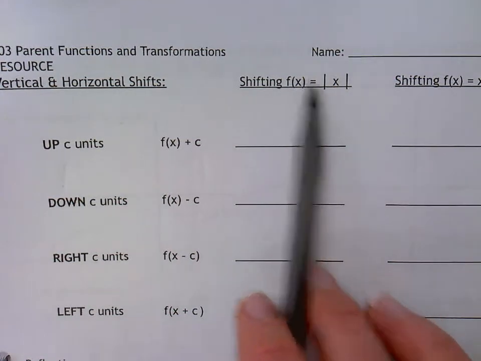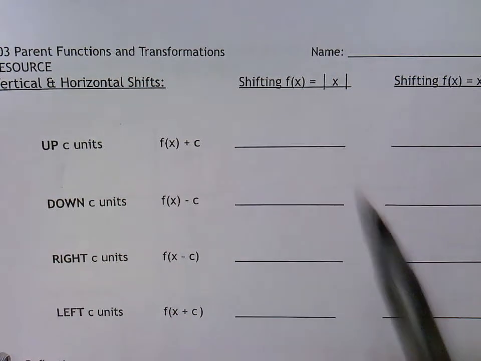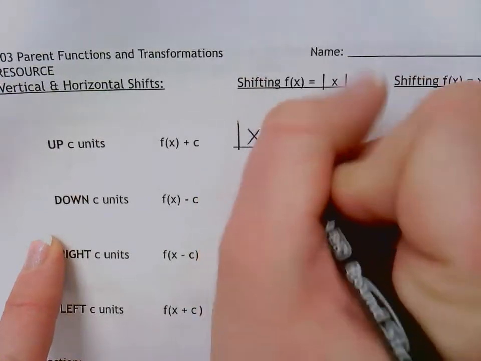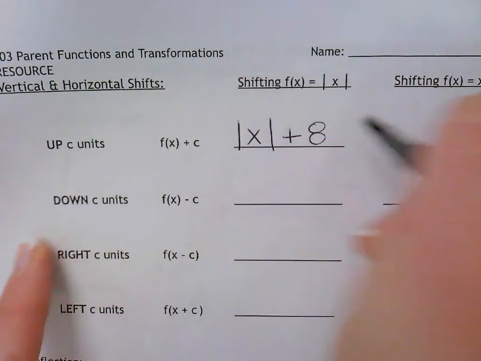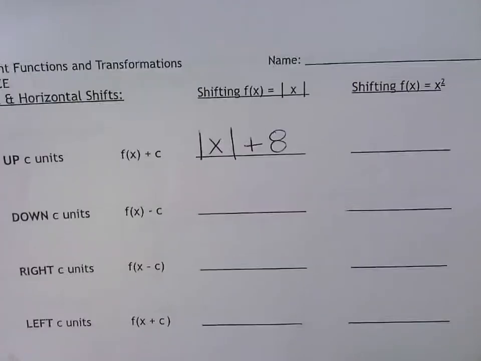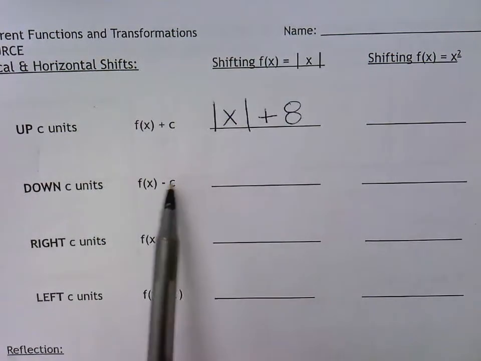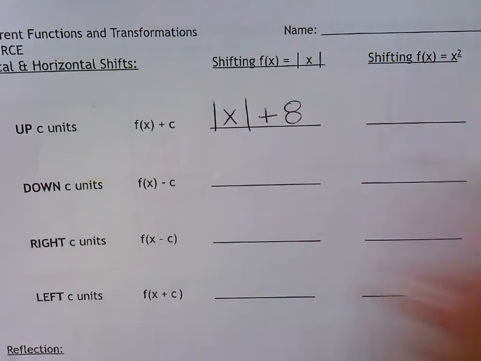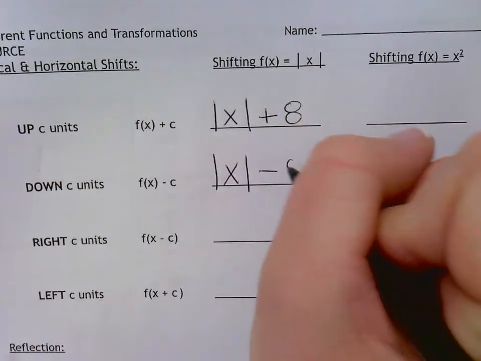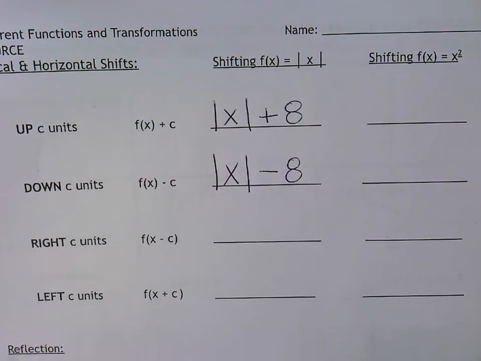Absolute value function up 8, you would write it as the absolute value of x plus 8. So it gets a big plus 8 on the outside of the function. And if you want to take the absolute value function and move it down 8, I'm just picking the number 8, it's a big minus 8 on the outside of the function. So that would be the first thing.